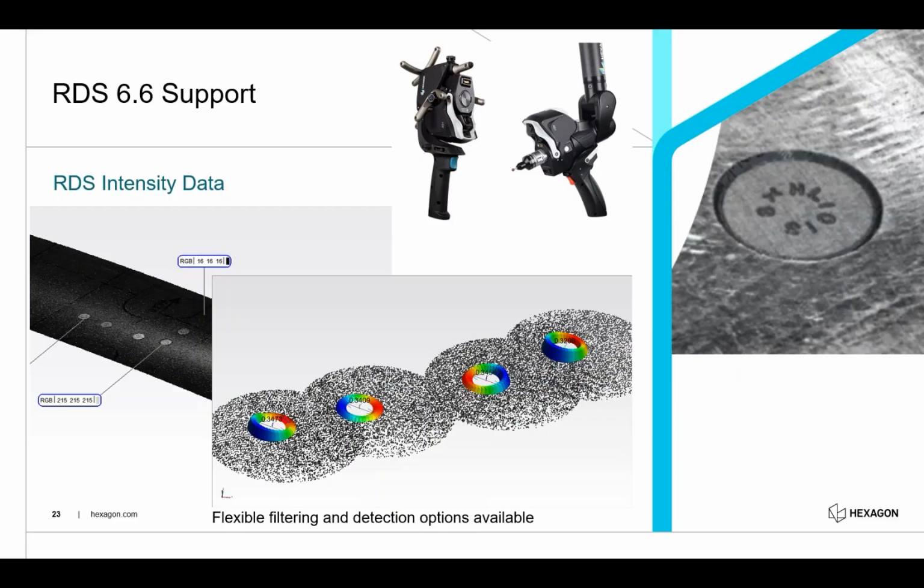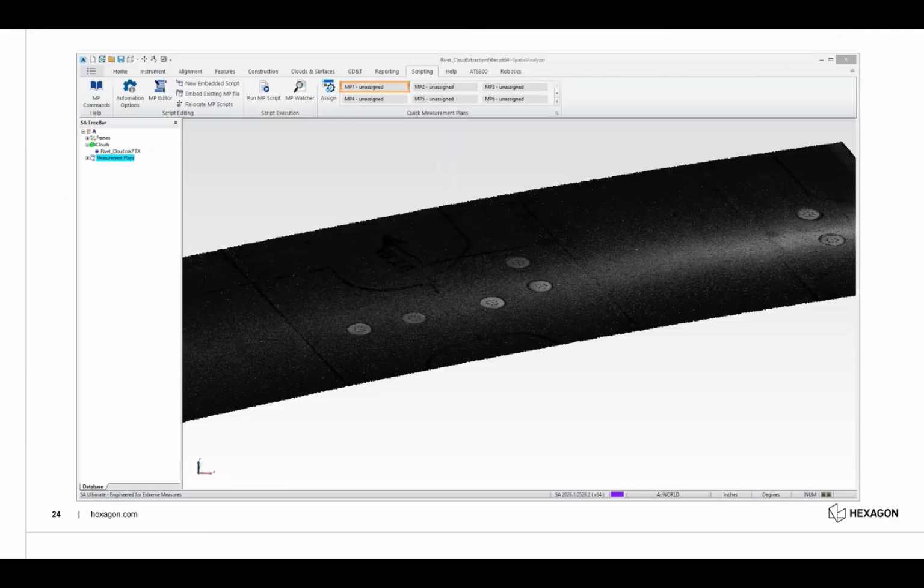But the other big major improvement that came along was the RDS 6.6. And as you can see in these pictures, if you're trying to detect rivets, for example, on a part, one way to detect them is just simply graphically looking at the color. And we can now save intensity, which is really just a color value with each point. And you can take advantage of using that data within SA to be able to access that information. So what I would like to do now is just share a quick video of that process with you.